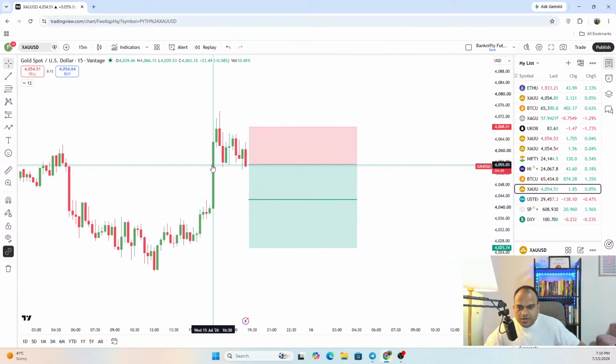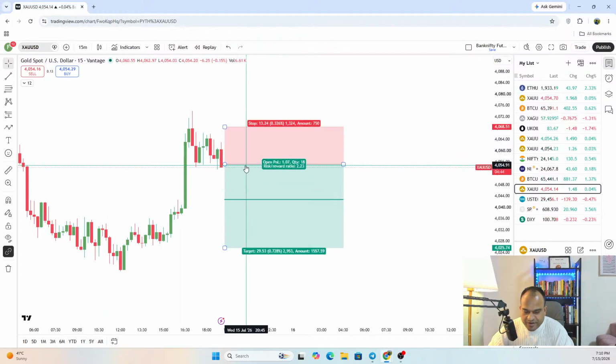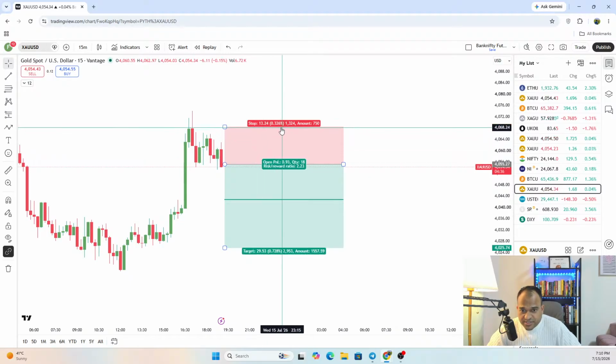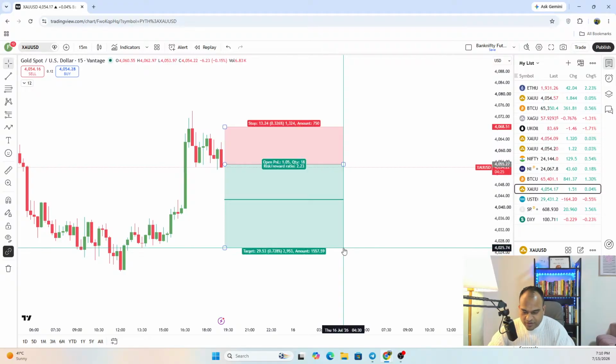I'll explain the rationale in a while, but before that, let me take the trade. So our entry is at 4055. 4055 and SL is at 4068. 4055, 4068 is the SL. Okay, and TP is 4025.